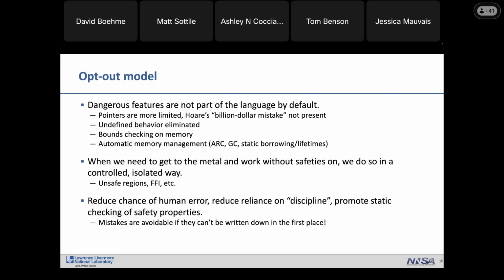And the benefit of these is that it reduces the chance of human error. You're not relying on discipline, and you're really trying to get the compiler to statically check as much as possible with respect to memory safety. And the whole concept is basically that mistakes are avoidable if you just can't write them down in the first place. And so if you're working in this core language and you're not in the unsafe parts, you're getting a lot of guarantees, and the compiler is able to prevent you from just writing down bad code.